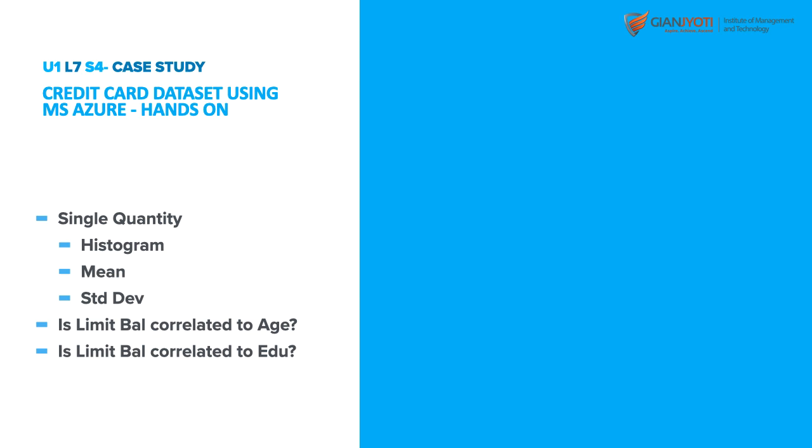So the mean is there and standard deviation gives you the spread. So what we are looking at is: is limit balance correlated to age? Is limit balance correlated to education?